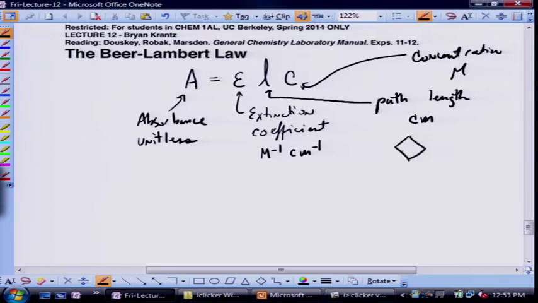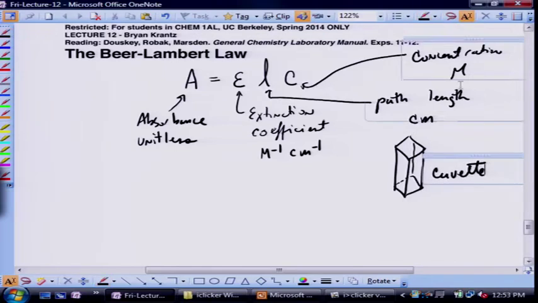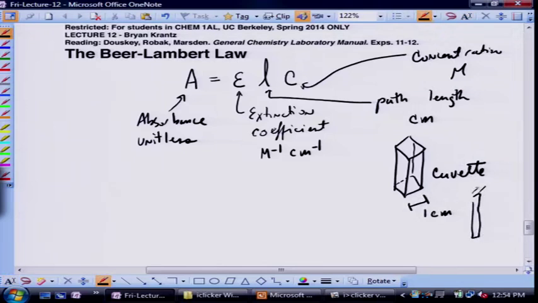So path length, here's a cuvette. A cuvette, C-U-V-E-T-T-E, is a fancy rectangular box that contains your sample. The path length here is generally speaking 1 centimeter, although you could have really skinny cuvettes that look something like this, and you could be 1 millimeter. Okay, so depending on what kind of cuvette you have, different path lengths.